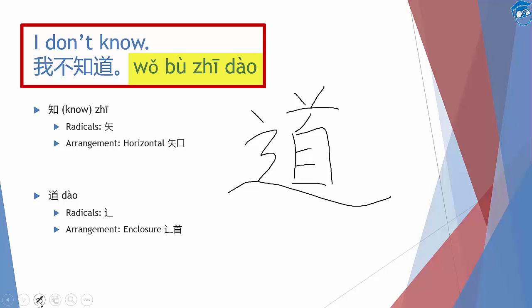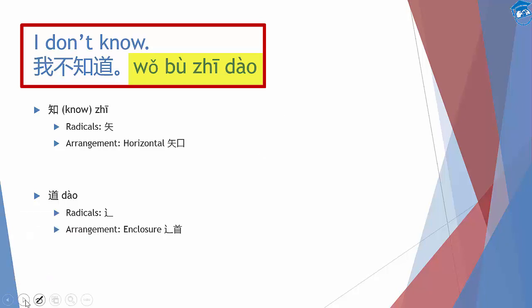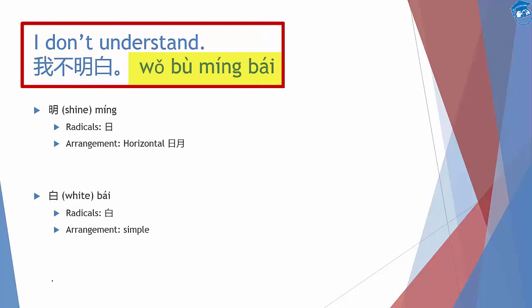So from this you know how to say I don't know, which is 我不知道. The next one is I don't understand, which is quite a standard answer to questions that you don't understand, or anything that is thrown at you and you don't understand. The way to say I don't understand is 我不明白. So these are the two new words here.